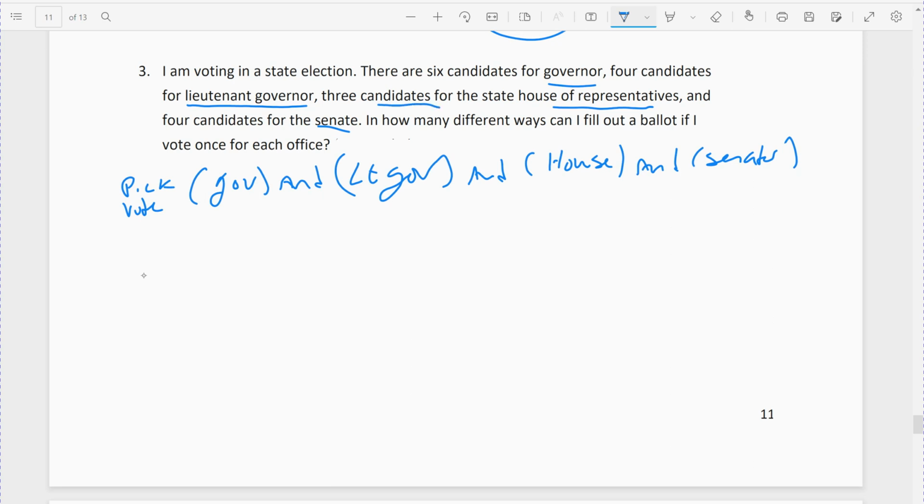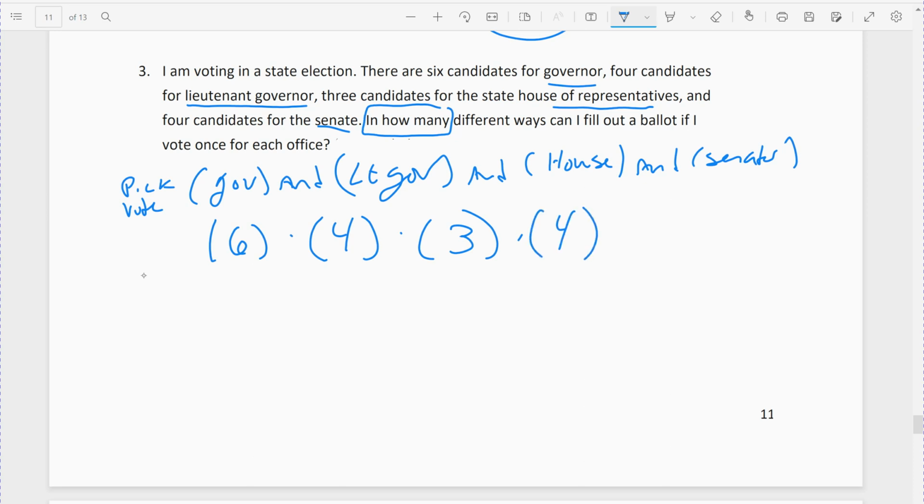This is not asking you for a probability, this is asking you for a count. So this is just the event. If I randomly fill out my ballot, how many different random ways can I do that? Alright, so how many? Well, for the governor, there were 6 options. For the lieutenant governor, there were 4 options. For the House, 3. And for the Senate, 4.